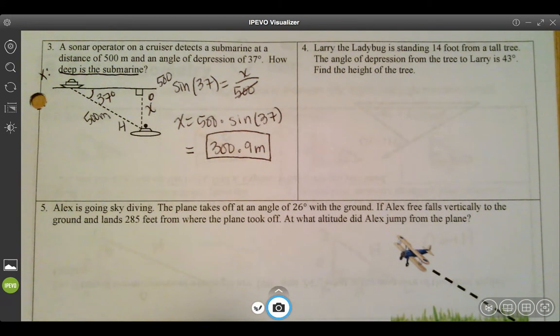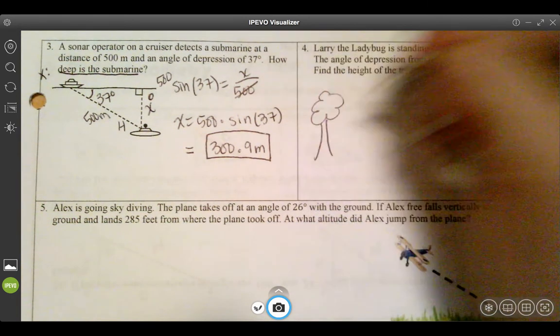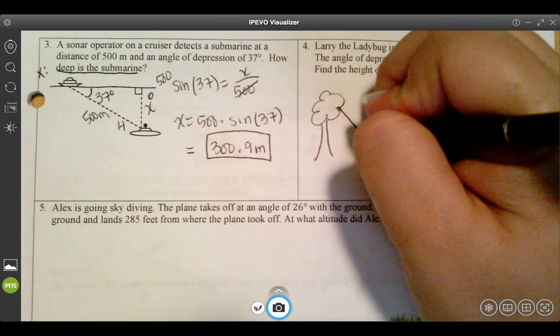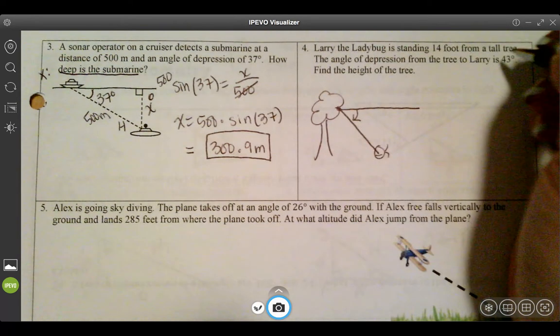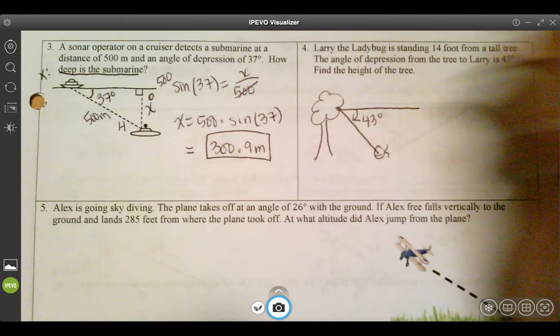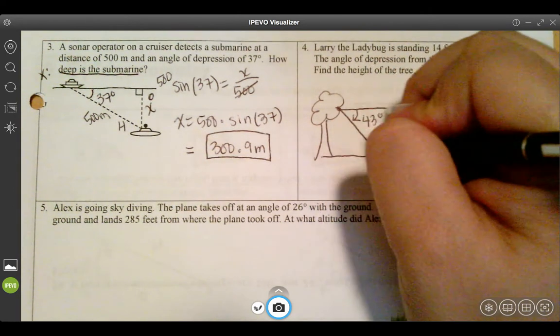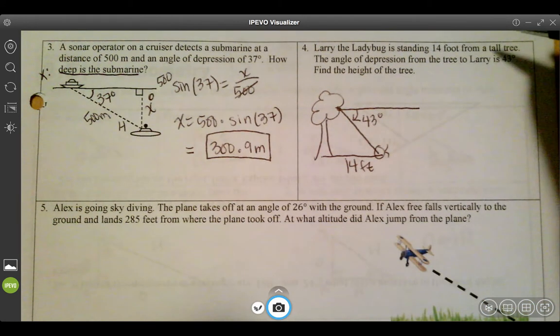For number 4, Larry the ladybug is standing 14 feet from a tall tree. The angle of depression from the tree to Larry is 43 degrees. Find the height of the tree. So we have a tree. We have a ladybug. From the tree to the ladybug, the angle of depression, remember from the horizontal down, is 43 degrees. The ladybug is 14 feet from the tree. And we want to know the height of the tree.